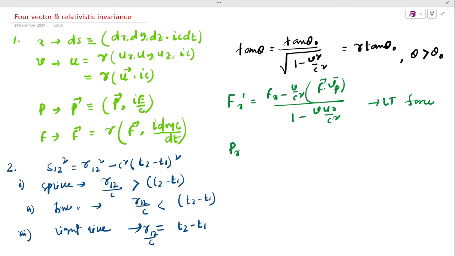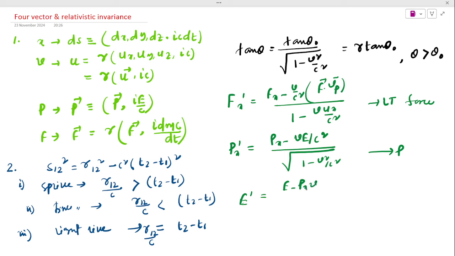Another one is for momentum, px dashed equals px minus vE/c² over root over 1 minus v²/c², for momentum p. And another one for energy, E dash equals E minus px times v over root over 1 minus v²/c². You just put here F equal to mv, put this relation, the relativistic velocity addition formula, and you will get the result for this energy.